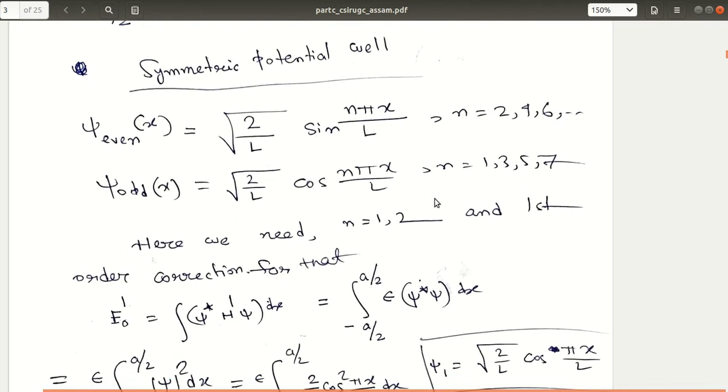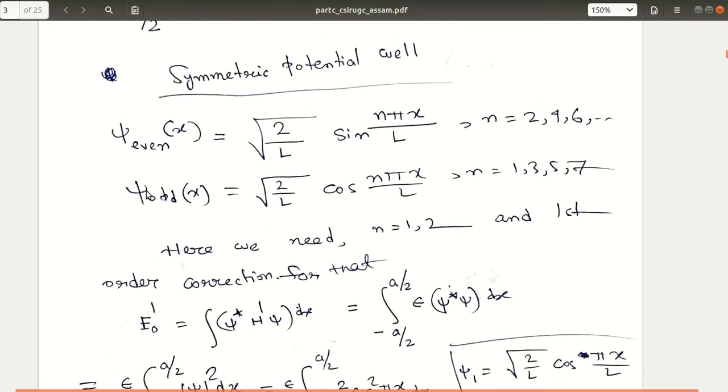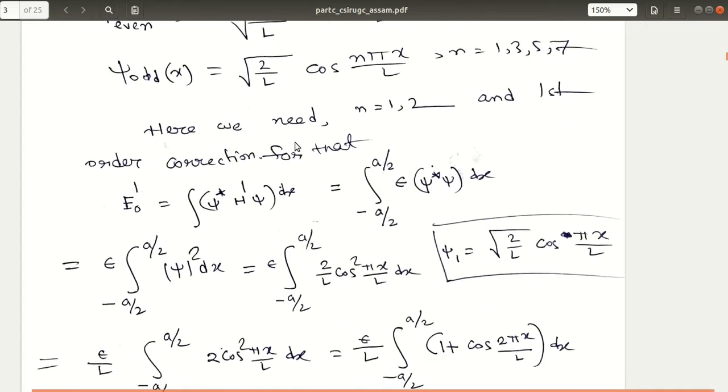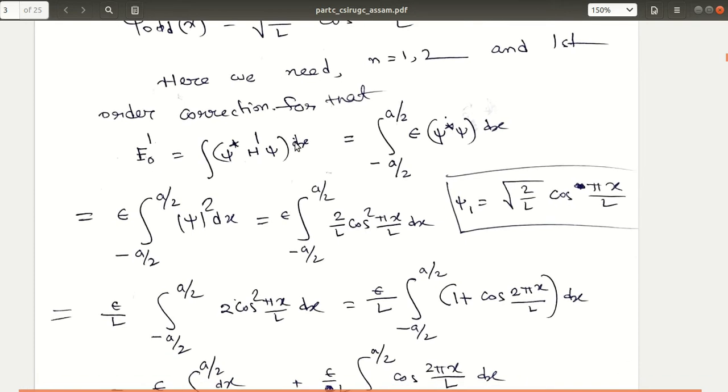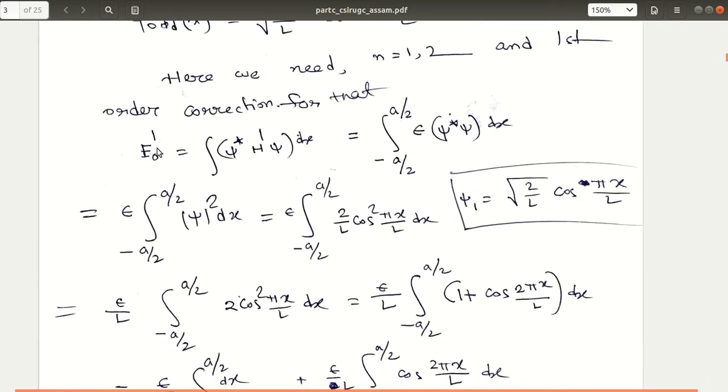So we have to calculate the correction for n equal to 1, 2, because the lowest two energy eigenvalues are for n equal to 1 and 2. For the first case it will be psi odd, and for the second it will be psi even. So now let's do n equal to 1 first. The first order correction I denote by E01, and this is basically the integral of psi star H prime psi dx.